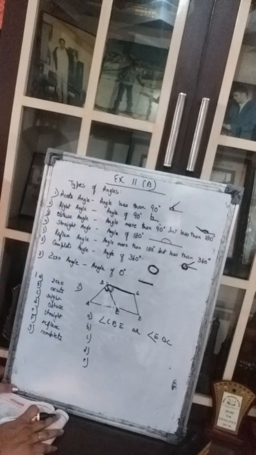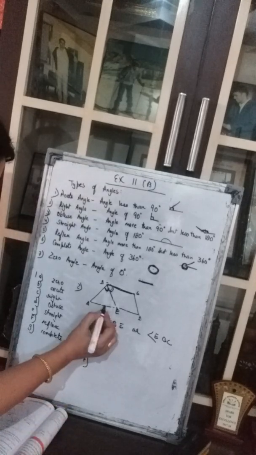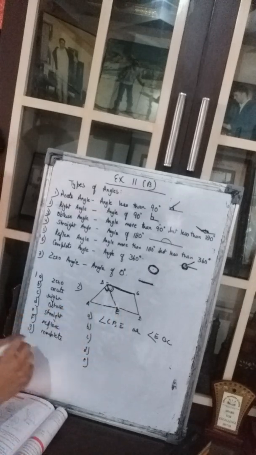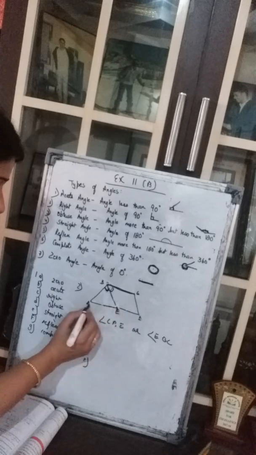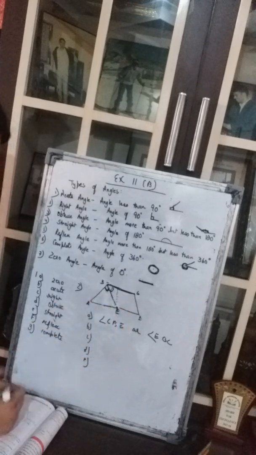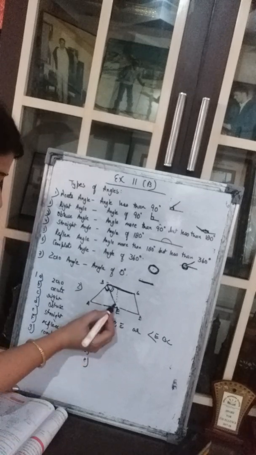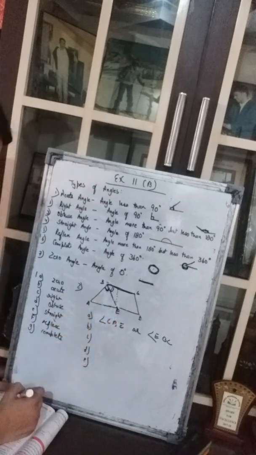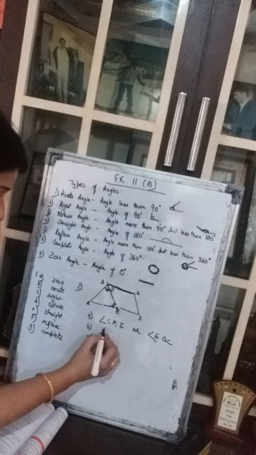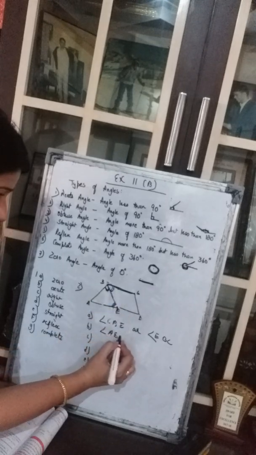Which is an acute angle at E? At E, which is the acute angle? Just think, girls, at E it would have been a straight angle. If it would have been a right angle, it would have been like this, right? So which angle is smaller than this right angle? This one. So it is angle AEB.